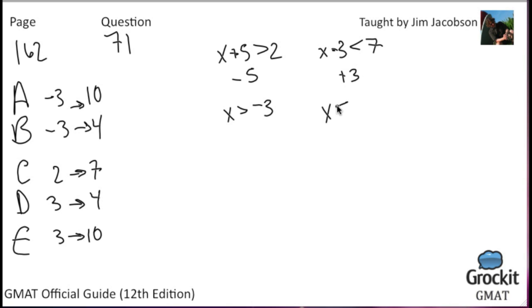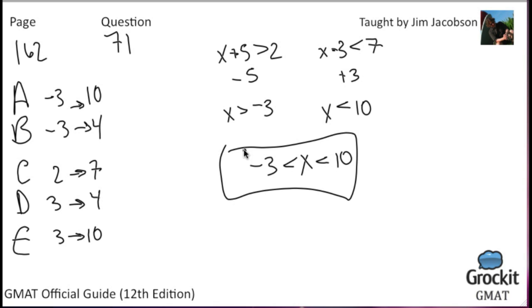X is less than 10. So x is, if we put it all in one statement, less than 10 and greater than negative 3, which looks so much like that it would pass as correct to the point where it is correct. Choice A, negative 3 and 10. The obvious trap here is this one.